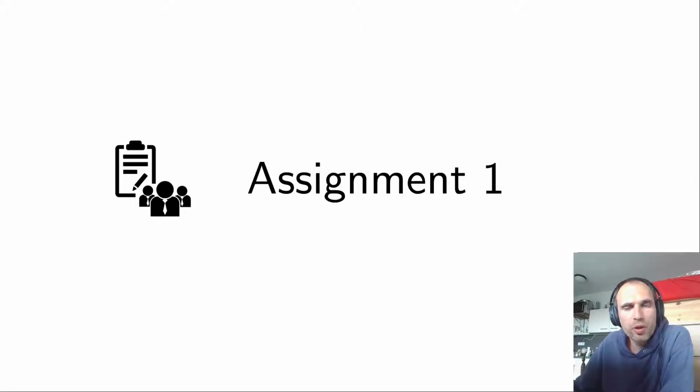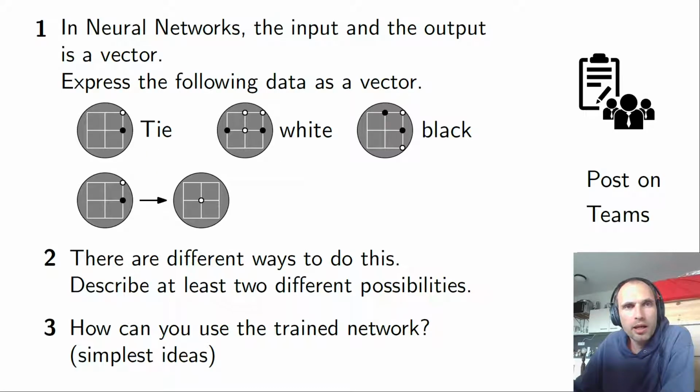Okay, so assignment 1. Okay, so in a neural network, we need input and output vectors. So we need vectors, that's the emphasis here, and so just translate those data points to actual input and output vectors. Note here, in the first two examples, we say who the winner is. In the fourth example, we say what would be the next turn, let's say, of white.